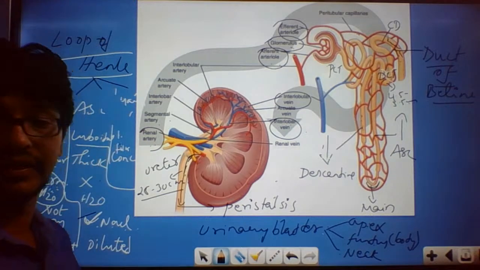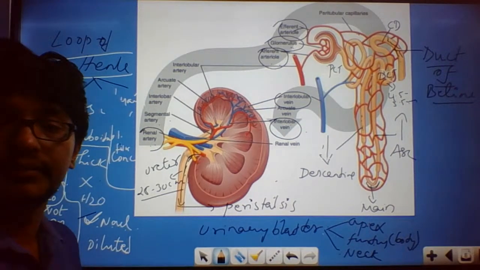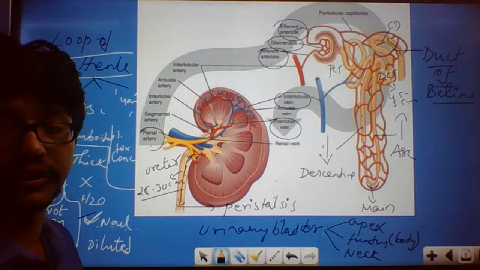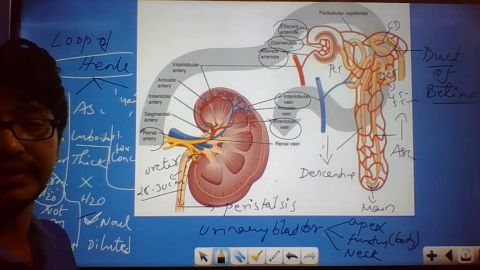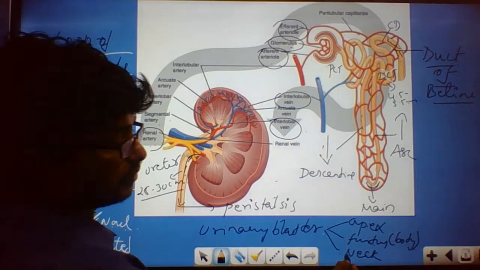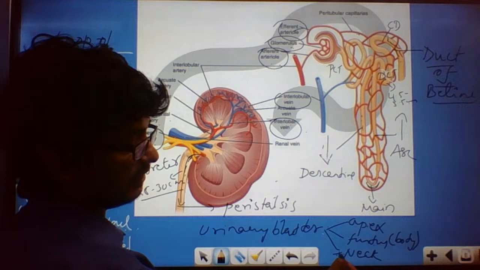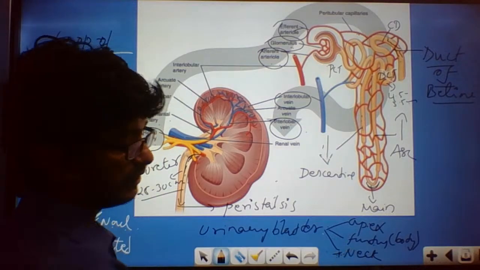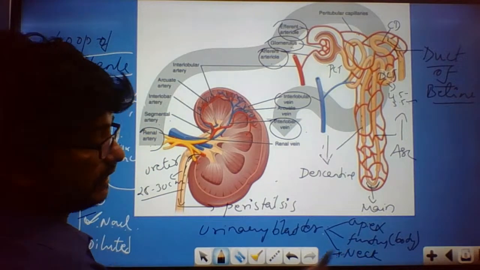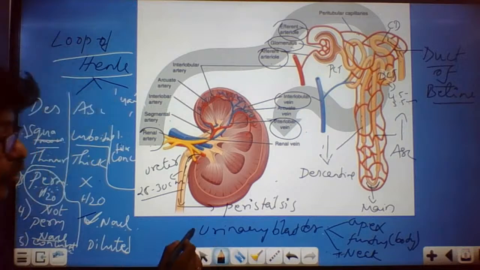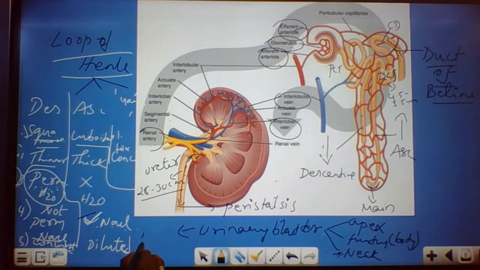In the neck region you have two types of sphincter muscles. So we have the internal and external sphincters present in the neck region. One is voluntary, the other is involuntary action. Now the urinary bladder leads to the urethra.